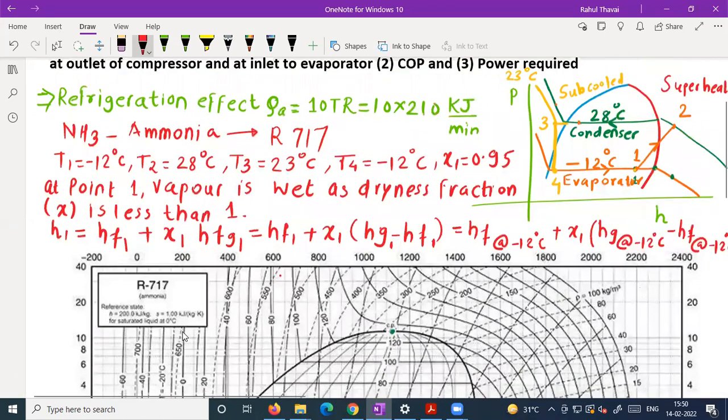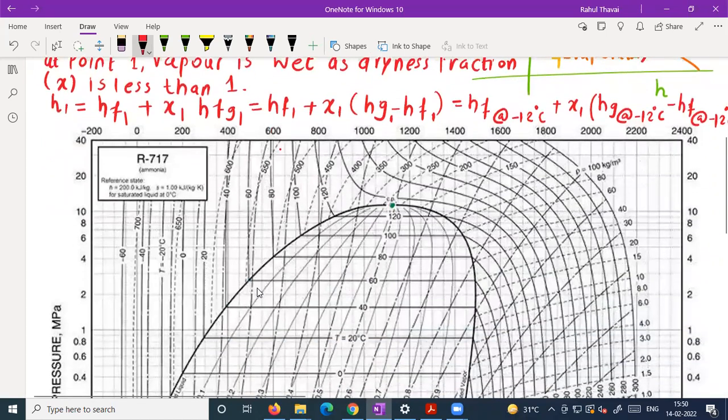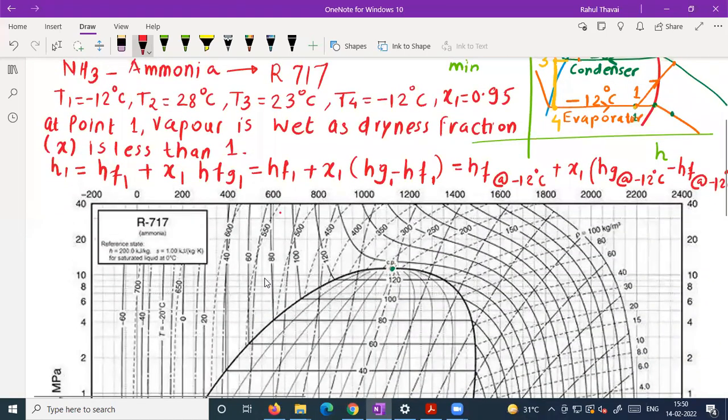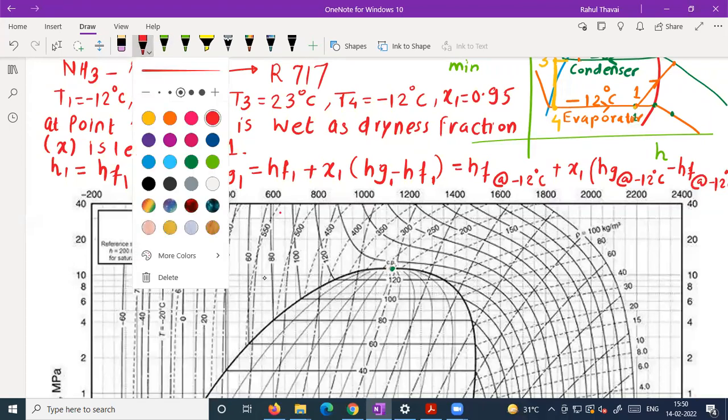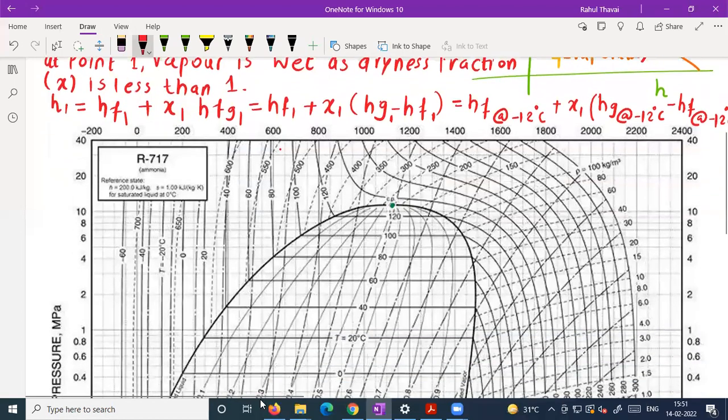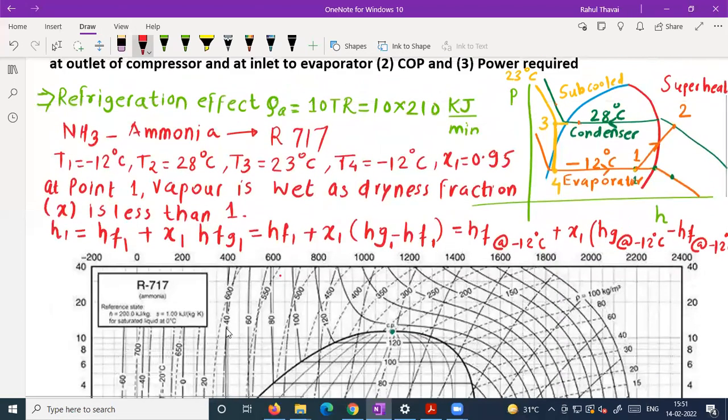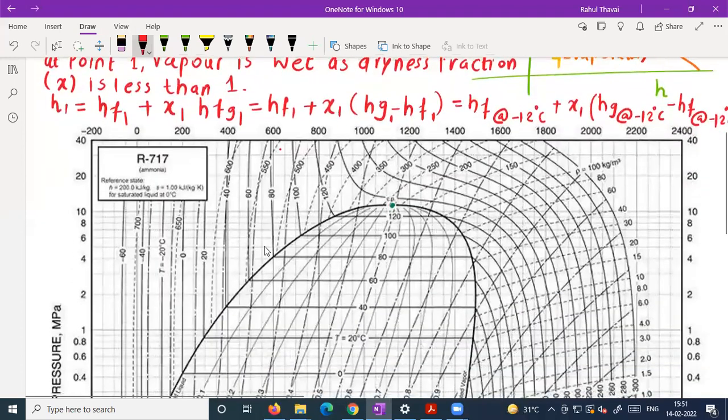Now at point number one, we have two properties: one is temperature and the second is enthalpy. See, the temperature at point number one we know: minus 12 degrees Celsius. At the same time, we have just calculated the enthalpy. Yes or no? So how do we plot that point?